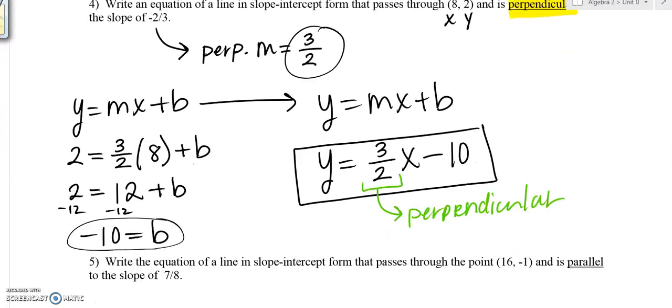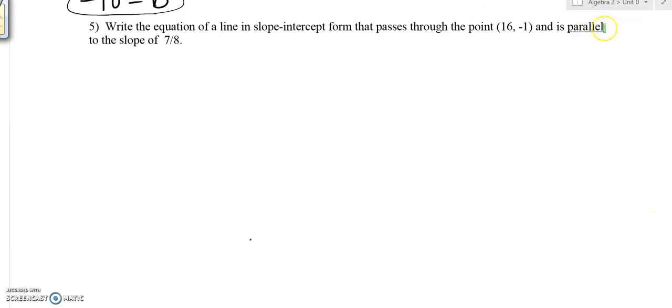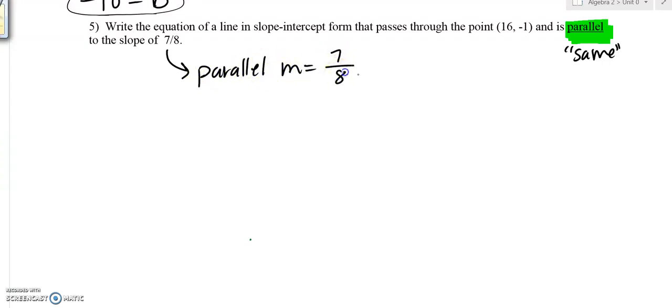Okay, last one. Problem 5. Write the equation of a line in slope-intercept form that passes through the point (16, -1) and is parallel, okay, so key word there, parallel, to the slope 7/8. And if it helps you to think about that word parallel as kind of the same slope, then go ahead and think about it like that. So in this case, if I'm thinking about parallel slope, I don't change anything. I keep it the exact same. So this is my parallel slope I'm going to use.